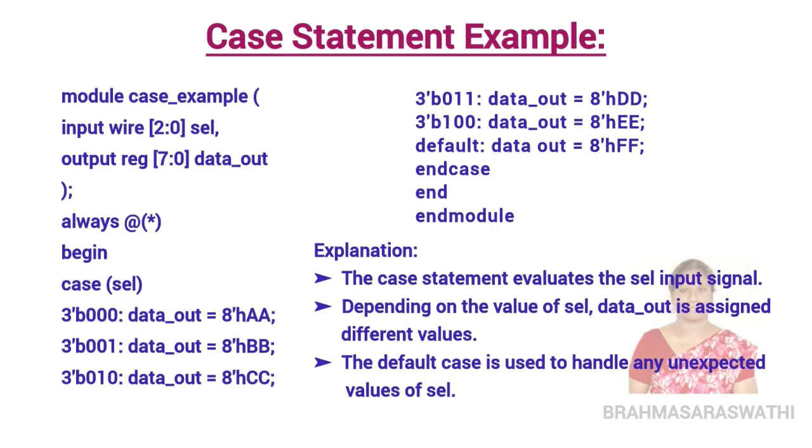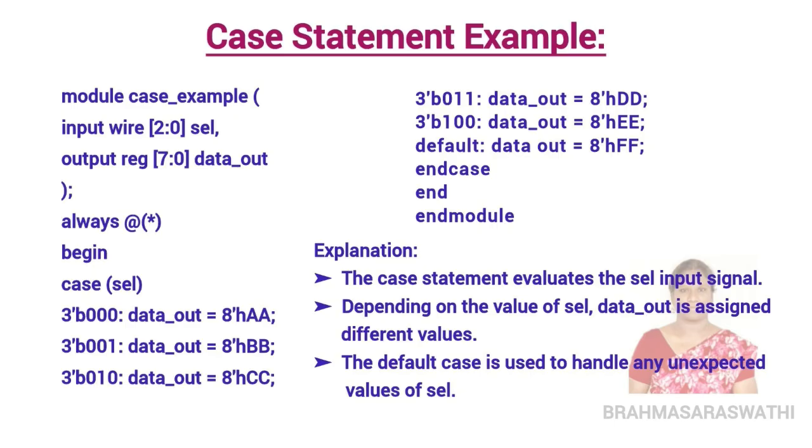And after that, output reg [7:0] data_out. Data out is the output terminal. It has a total of 8 outputs. And after that, close bracket, semicolon. After the ports declaration, we write the always block. always @ open bracket star close bracket. In star, we write any possible events. And after always, we write begin. After begin, we write the case. In case, we write the selection input expression.